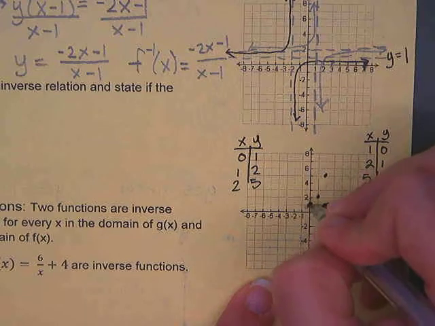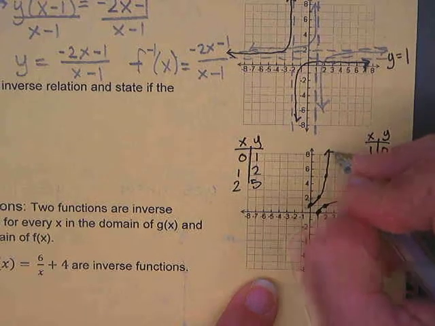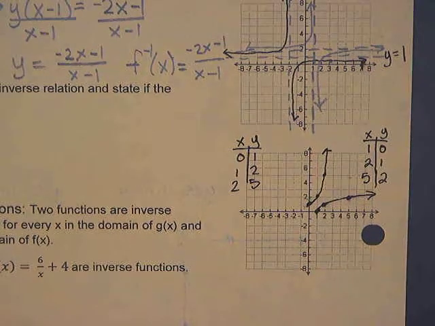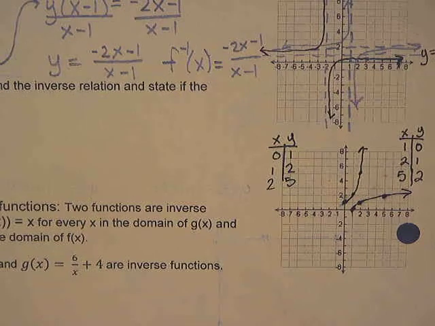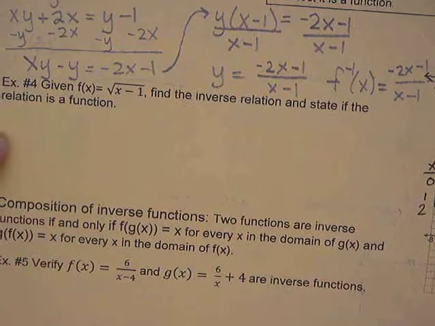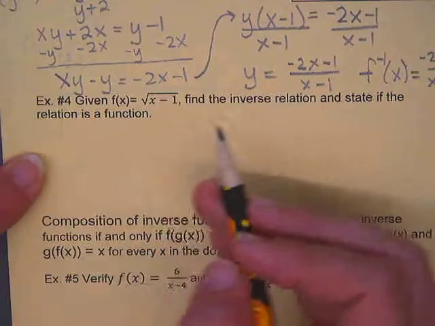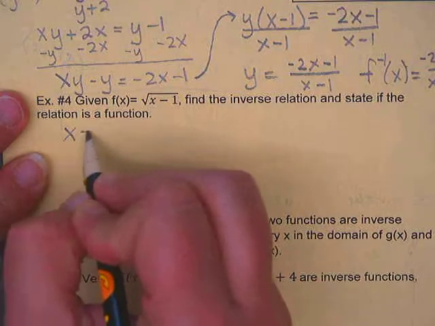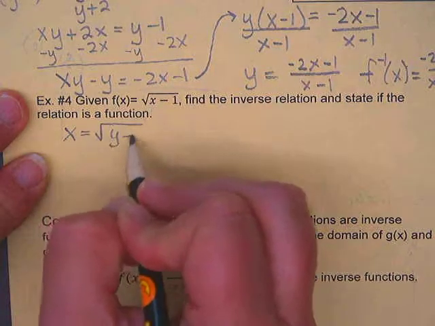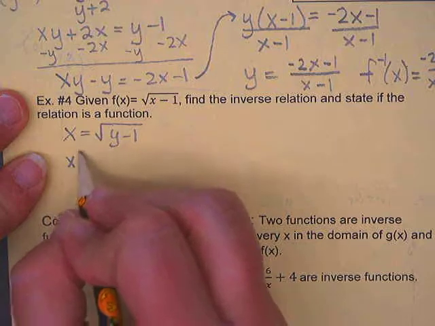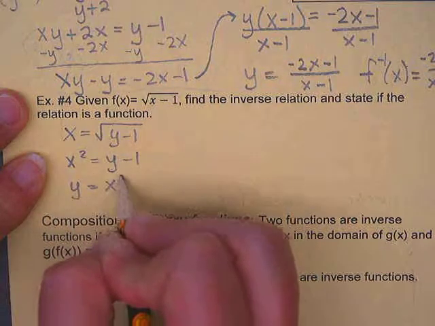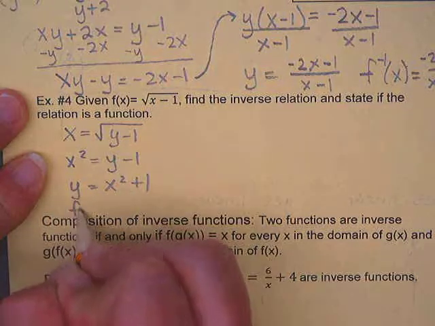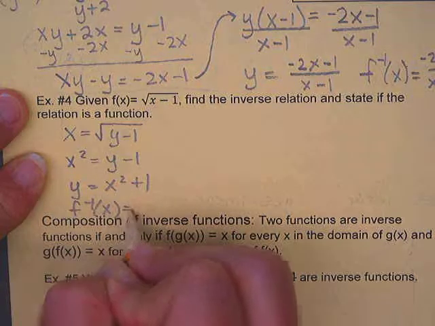I also know that square root and squares are inverses of each other, so that's going to have the shape of a parabola. So let's actually calculate the inverse for this one. I can see it as a function. Going through the same steps as above, x is equal to the square root of y minus 1. Square both sides. x squared equals y minus 1. So y is equal to x squared plus 1. And that is my inverse function.